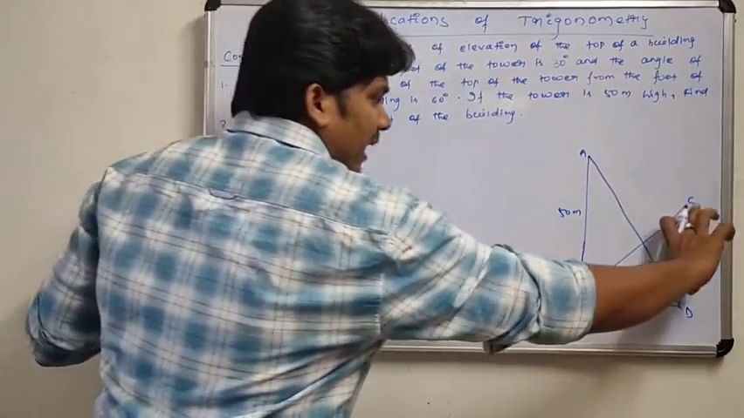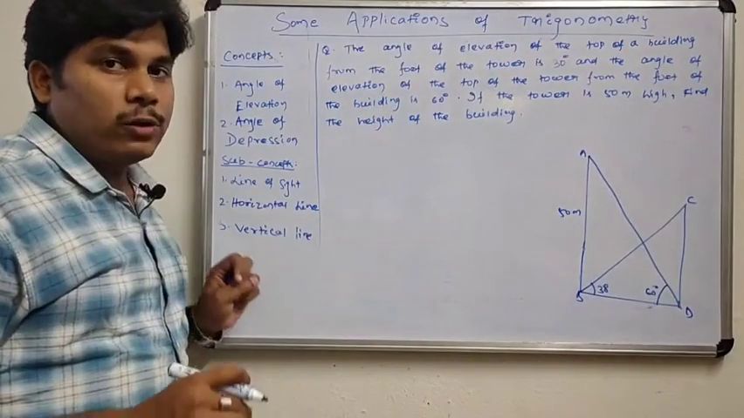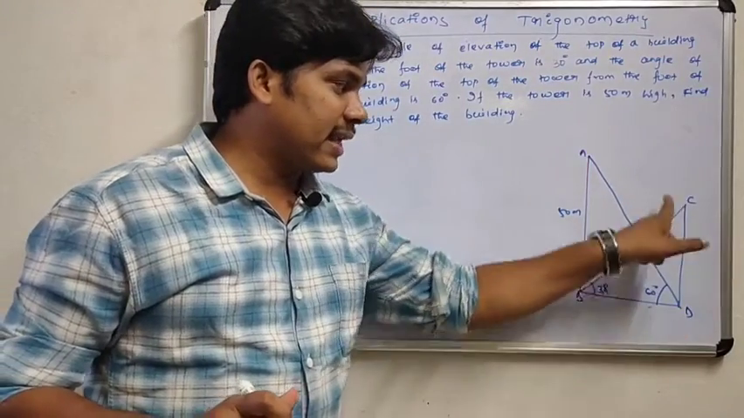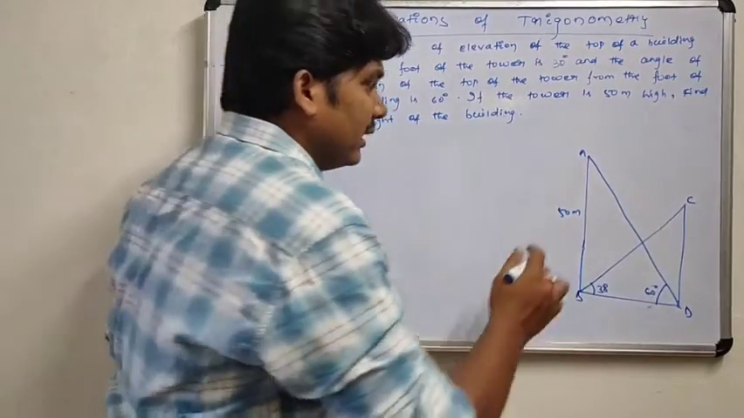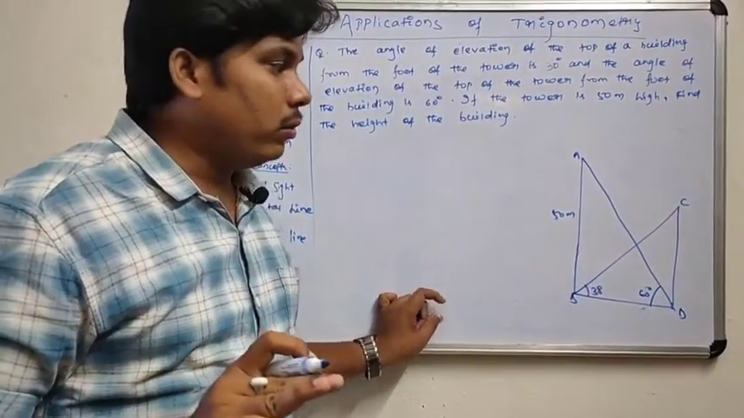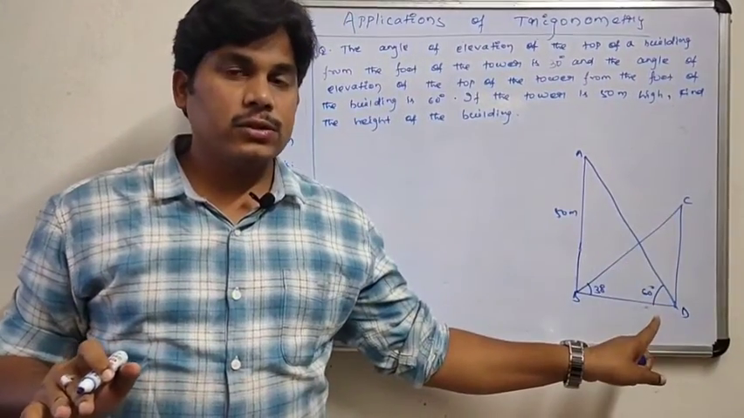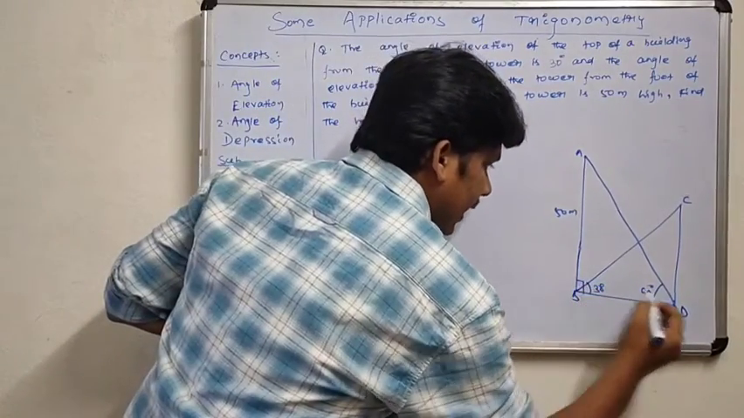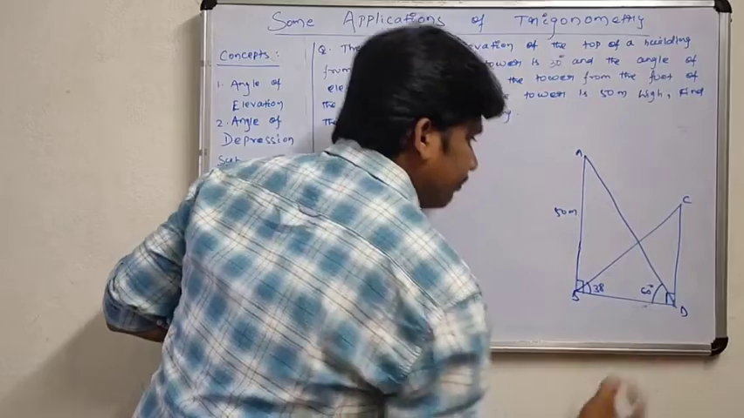As we don't know the value of CD and also the value of BD, we have to consider these two triangles as right triangles, because this is a tower which is perpendicular to the ground, and this is the building which is also perpendicular to the ground. That's why this is a right triangle and this is also a right triangle.